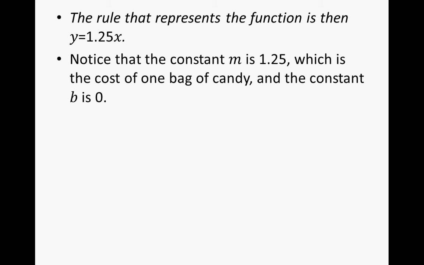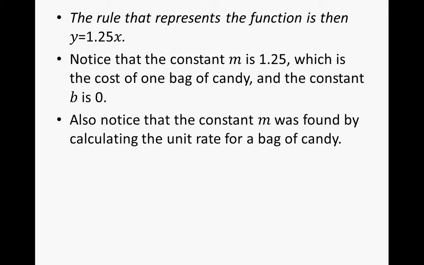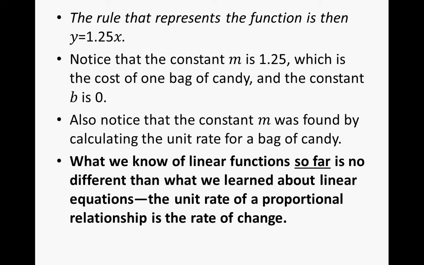The rule that represents the function is then y equals 1 25/100 times x. Notice that the constant m is 1 25/100, which is the cost of 1 bag of candy, and the constant b is 0. Also notice that the constant m was found by calculating the unit rate for a bag of candy. What we know of linear functions so far is no different than what we learned about linear equations. The unit rate of a proportional relationship is the rate of change.